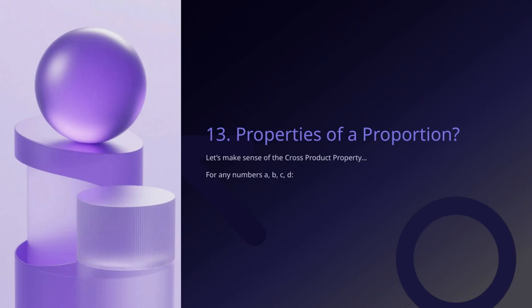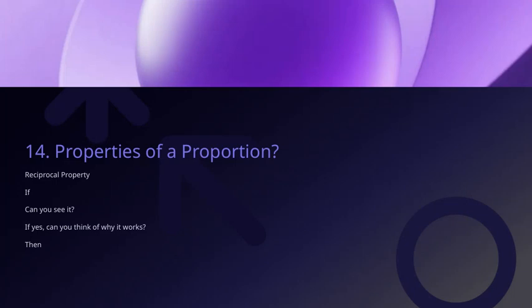Let's take a closer look at the reciprocal property of a proportion. So if we have a proportion, can you see what happens if we swap the means or the extremes? Now, if you answered yes, then think about why this works. Essentially, the reciprocal property tells us that a proportion remains true even when we take the reciprocals of the numbers involved. This is a powerful concept because it gives us flexibility in solving proportions. It highlights how the relationships between the numbers stay consistent, regardless of how we manipulate them, which ties back into our overall theme of understanding the properties that make proportions so useful in math.